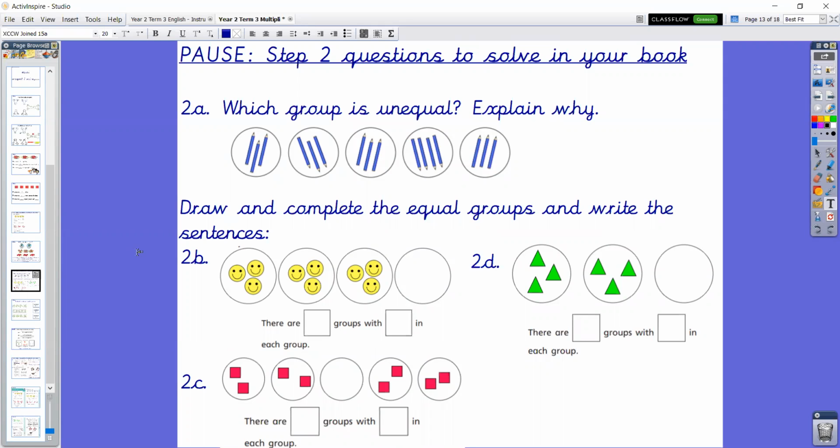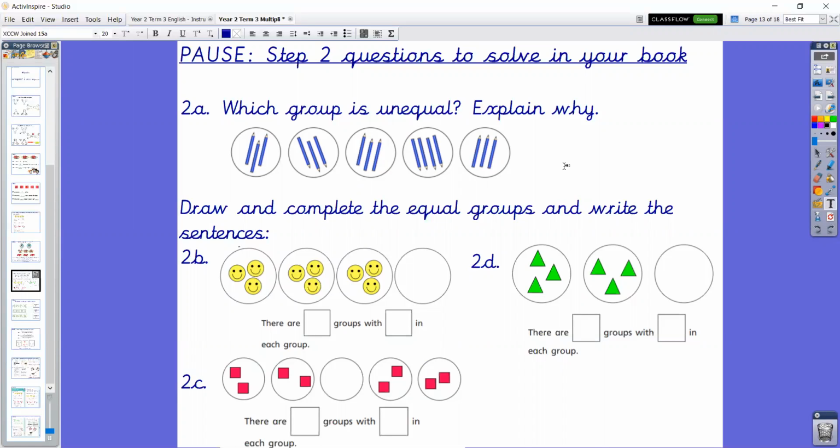2A asks which group is unequal. Explain why. As you were explaining in your maths book, it would be amazing if you could identify which group by either saying the first group, the second group, the third group, the fourth group, or the fifth group is unequal because, okay? And then for 2B, 2C and 2D, they are similar style questions.